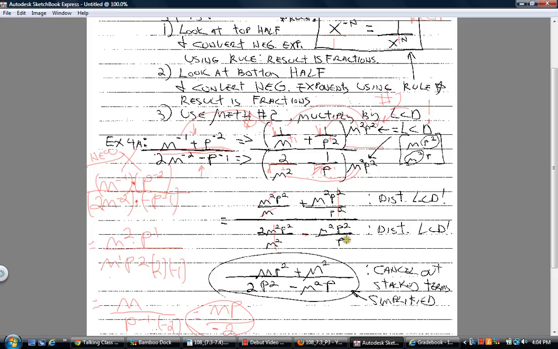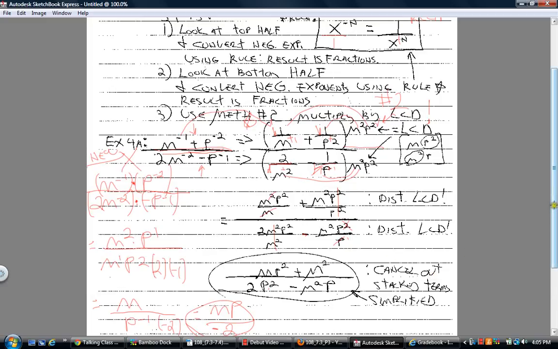P squared divided by p to the first is what? This is out. That's out. You're left with an m. So who's left standing? M, p squared, m squared. Down here in the denominator, what's left? 2p squared. Over here, m squared. Oh, don't forget the minus sign and a single p.